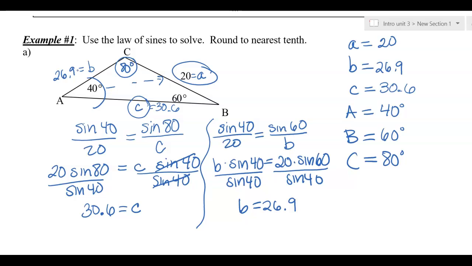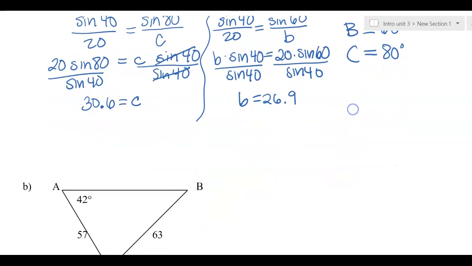Okay, we're going to do one more, this time where more of the angles are missing rather than the sides, so you can just see solving it a little bit differently. Okay, so there's one more example on there.